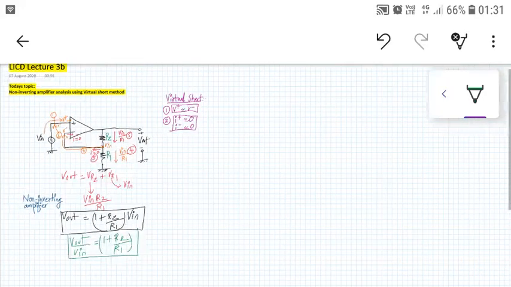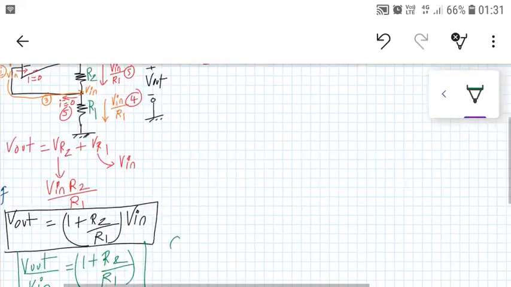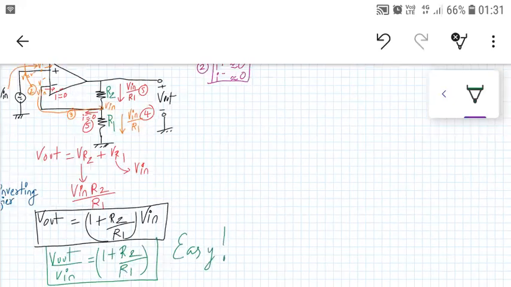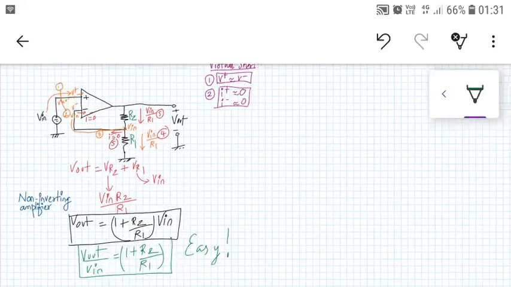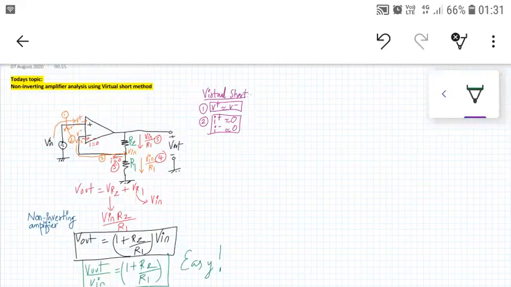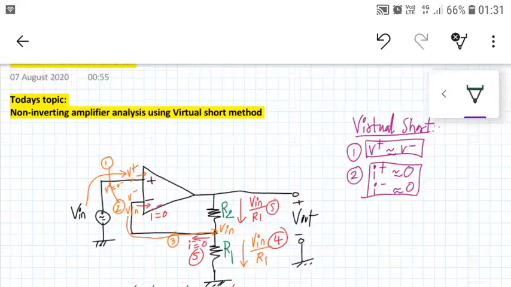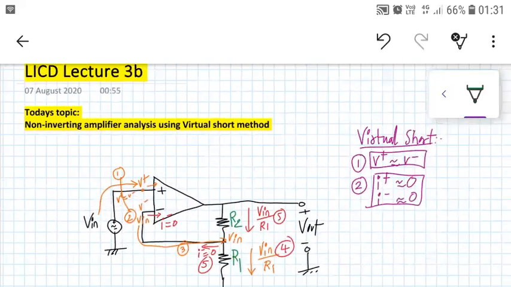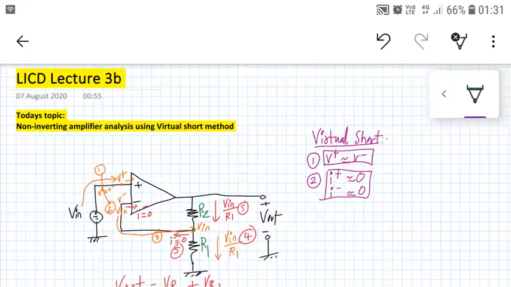See how easy it is to analyze this using the virtual short technique. Just a few steps and that's it. So that's how we analyze circuits using the virtual short method. That's it for today's topic. Next time we'll do the same analysis, that is virtual short analysis, for an inverting amplifier.